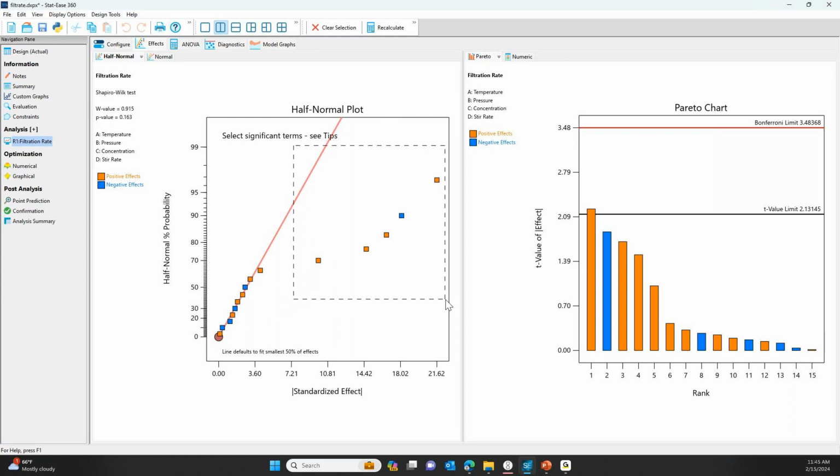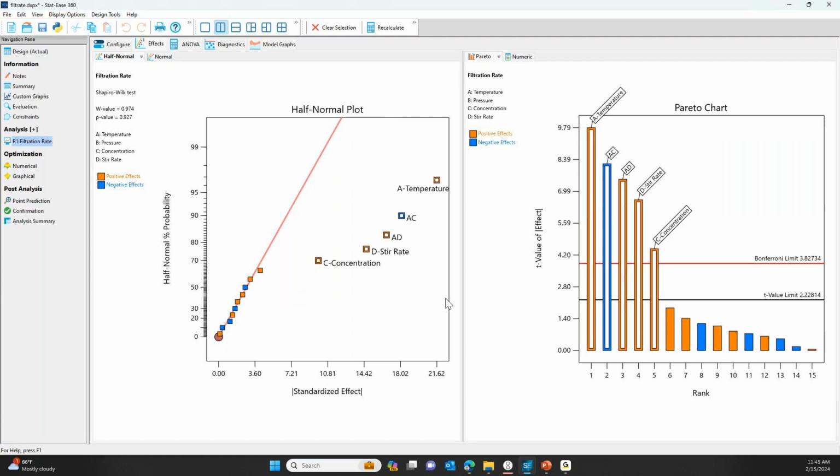But what I'm going to do is draw a box around all of these other factors. These are statistically significant because they pop off the red line. So I have temperature, I have stir rate, and I have concentration. But look, I have two really important two-factor interactions. There's an interaction between temperature and concentration, and another one between temperature and stir rate. One factor at a time experimentation would not have identified those two very important interactions.